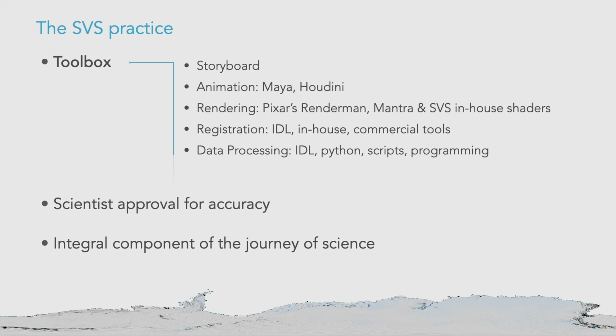It is a craft of its own, and we use a toolbox. The toolbox that we use: basically storyboarding, sketches to create a storyboard. We use animation tools, mostly to create the movie timeline, such as Maya and Houdini. For rendering engine, we use Pixar's Renderman or Houdini's Mantra and in-house shaders, as our work requires high precision and capabilities that are not supported by typical movie-making software. To register data, we use IDL, Interactive Data Language, in-house scripts, and commercial software less often. I would say more often open source. And to process the data, we use IDL again, and programming.